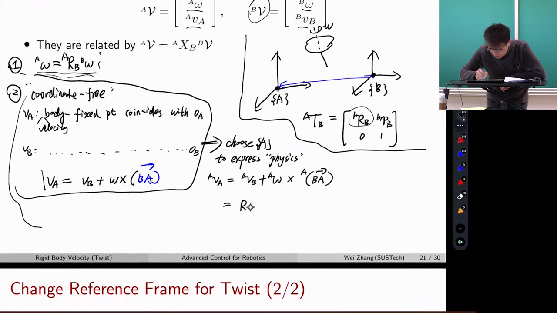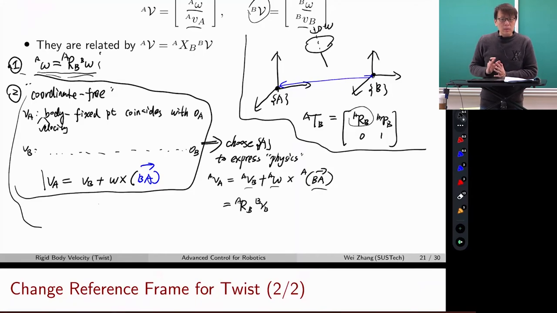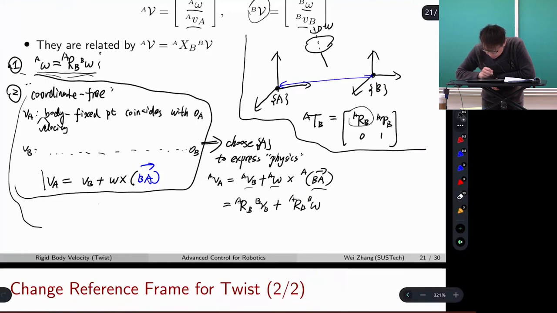V of B in A equals R_BA times V of B in B. This is a vector now, and all of these are vectors. I can change coordinates just by multiplying the rotation matrix. That's the first term, plus omega in A cross BA in A. Omega in A is the same thing as R_BA times omega in B, since I'm just changing everything into frame B.